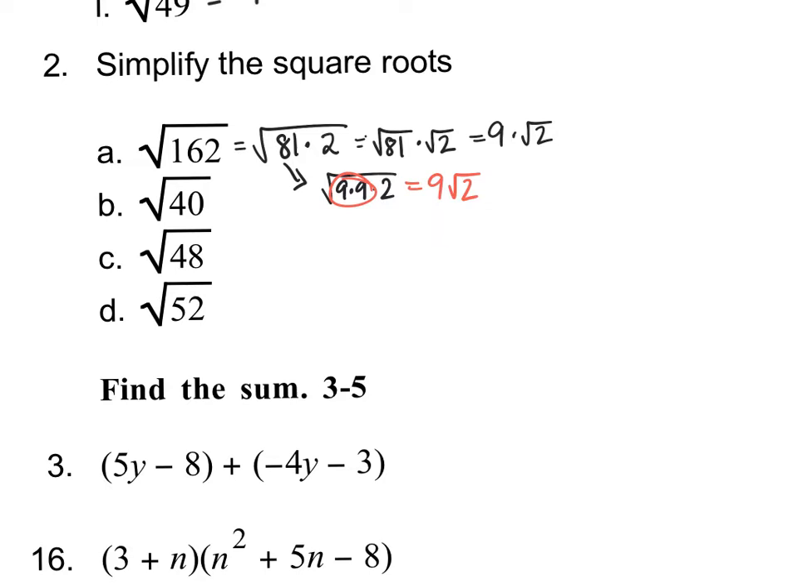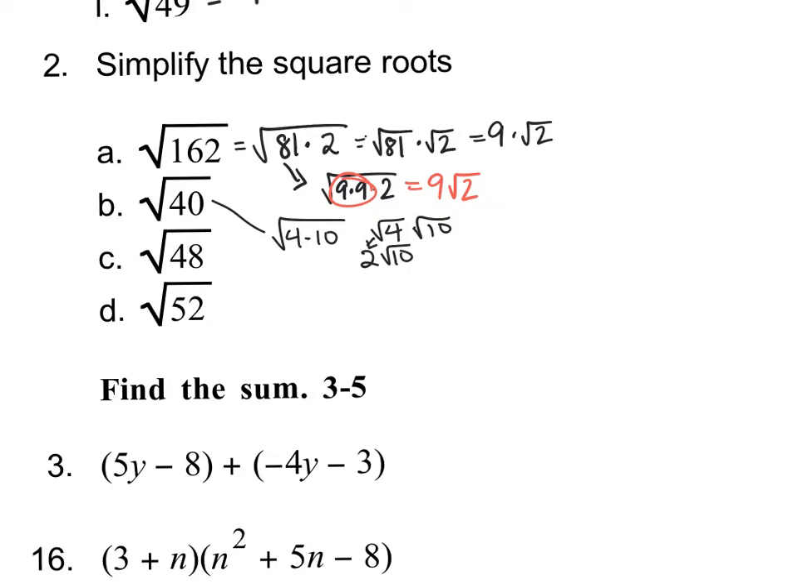Number 40, our square root of 40, is 4 times 10. And again, if I see the square root of 4 is 2 as a perfect square, that gives me 2 times the square root of 10, because the square root of 4 is 2.